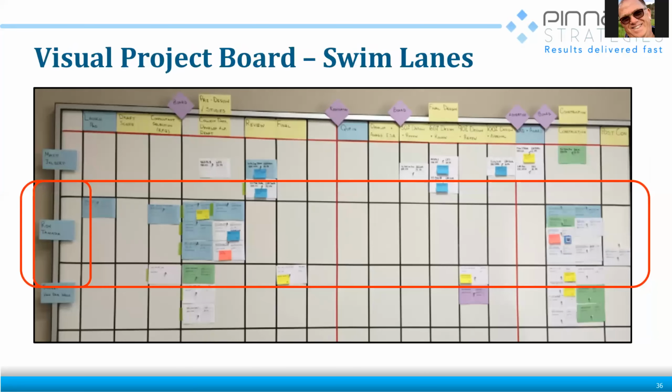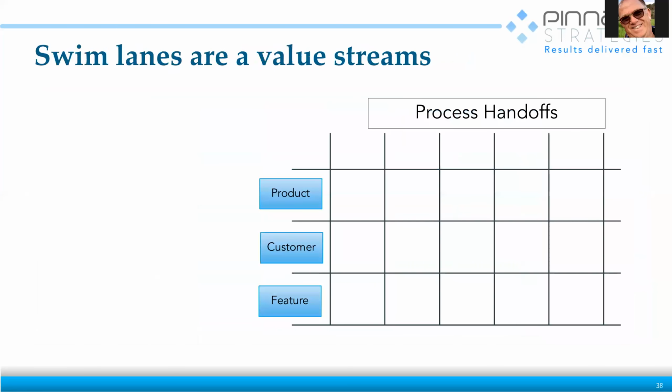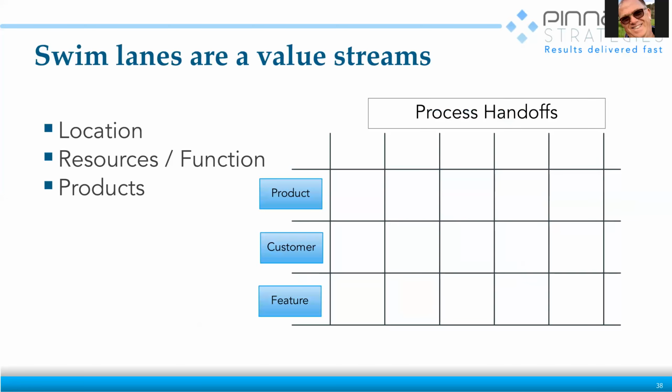Now, the swim lanes or the rows, or I call them the value streams, those are the categorization of activity, right? So you have the various transformation stages. Now you have the categories, and here I'm showing them by project. I also say that they're the value streams, where value is created. So sometimes it's by location, sometimes it's by resources or functions, sometimes it's by a product, sometimes it's by a project manager, sometimes by a customer, by feature type.